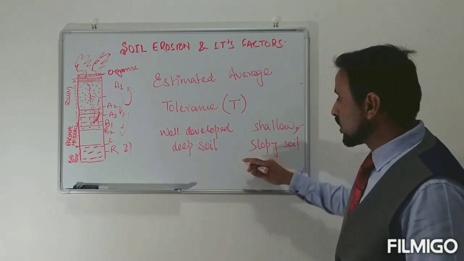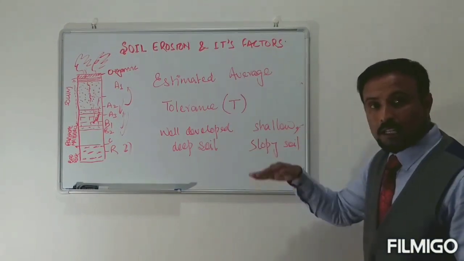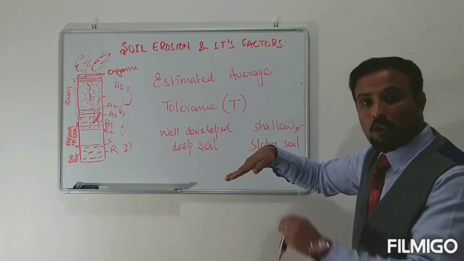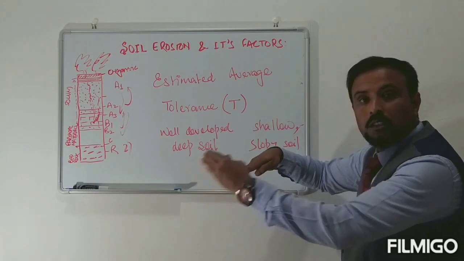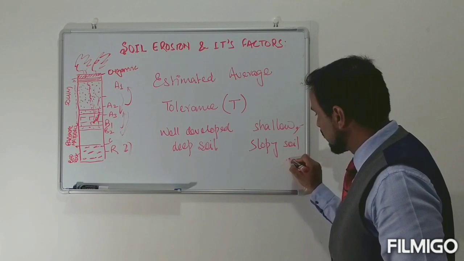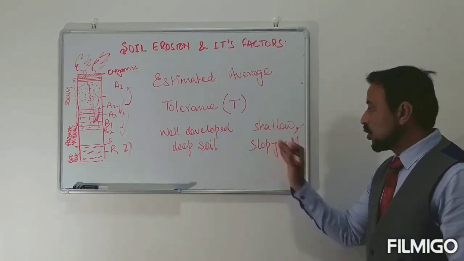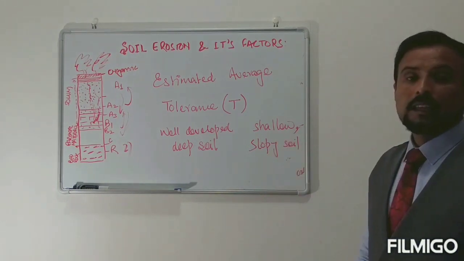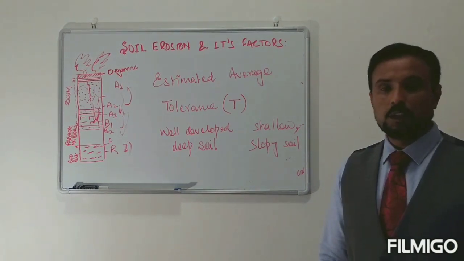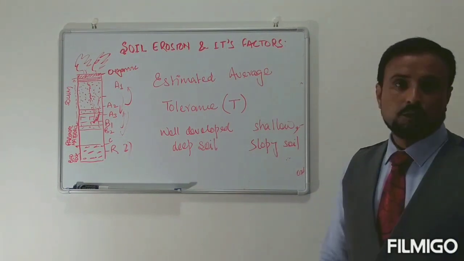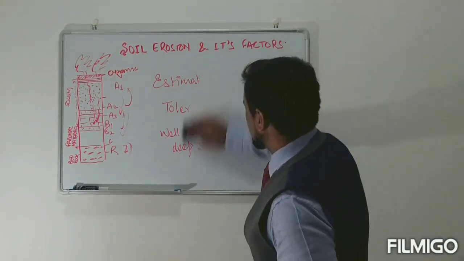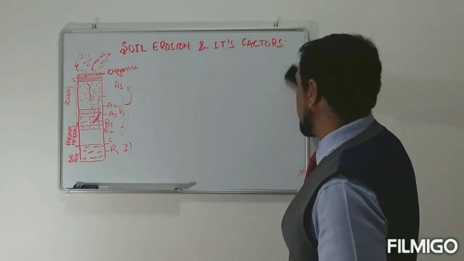So mostly those kinds of soils which are sloping or slanted have better chances of the top layer of soil moving from the top direction to the lower direction. So shallow soils or sloping soils have less estimated average tolerance as compared to deep, well developed soil. So this is the basic understanding of what soil erosion is.